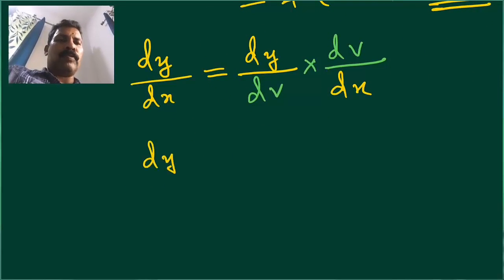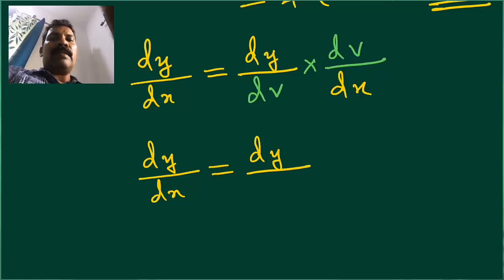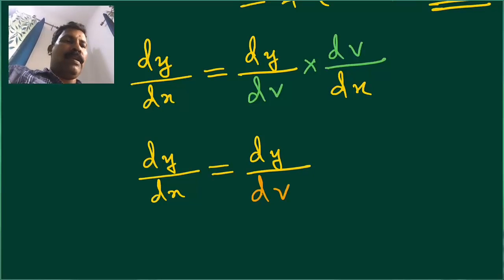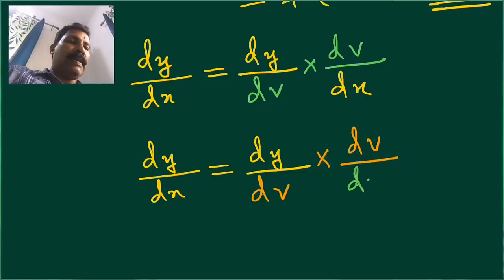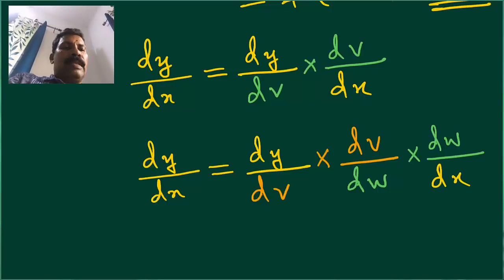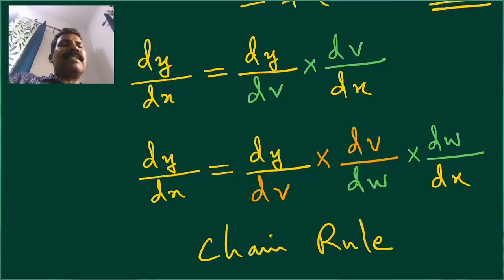What I want to tell you, suppose we want dy by dx, then we can write dy with respect to say dv, and then dv with respect to, suppose we are putting say dw, then again we can write dw, then we can complete by dx. So this way we can proceed. That is why it is called a chain rule, or function of a function rule.